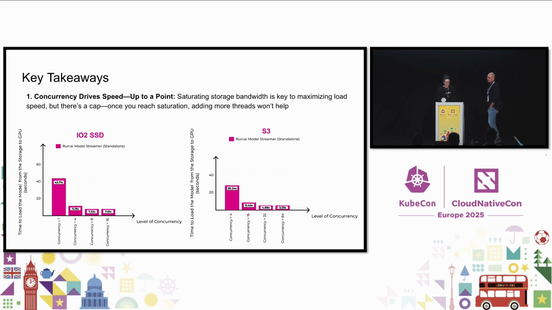So first of all, concurrency drives speed up to a point. Concurrency is amazing. We checked out different levels of concurrency on different storage types. And we see a lot of improvement when we increase the concurrency. But when you saturate your storage bandwidth, you are not going to get more improvement because of laws of physics, you can't do more. So we realized that we are hitting the limit after increasing concurrency enough.